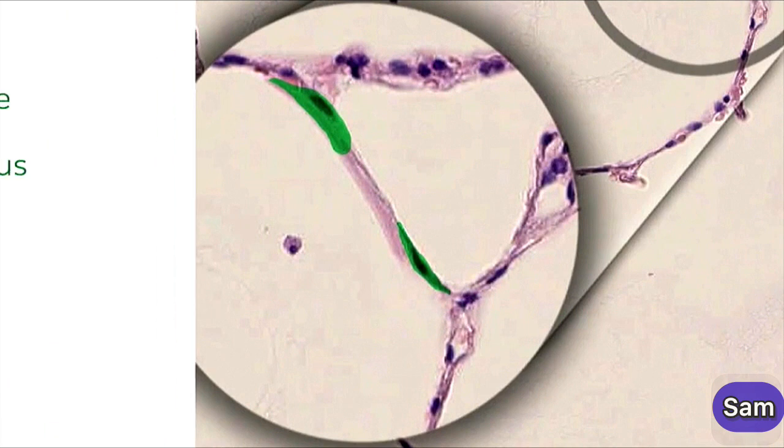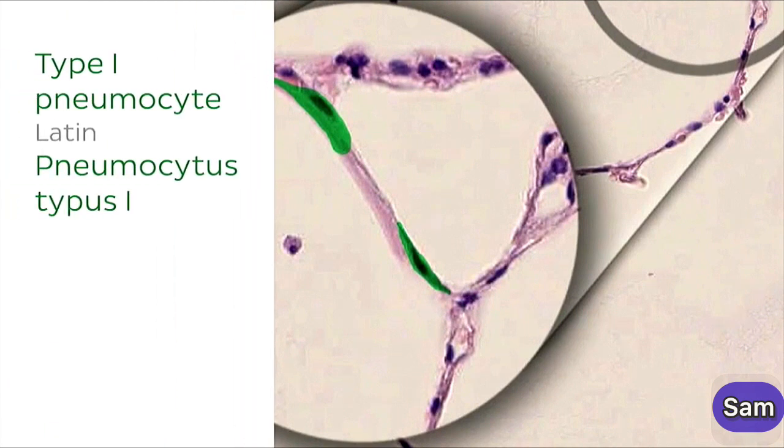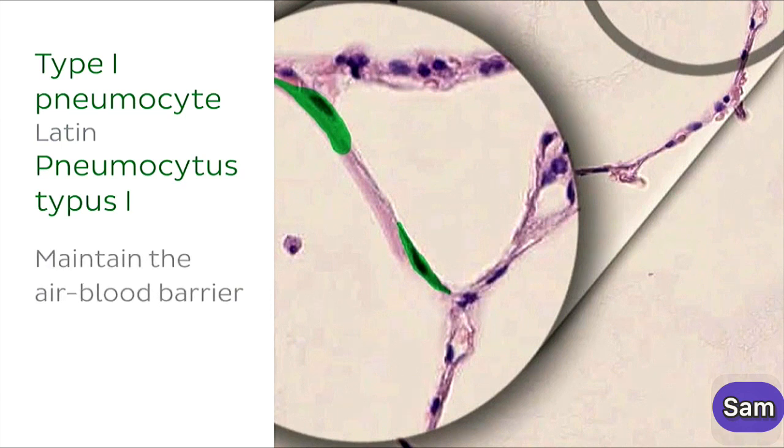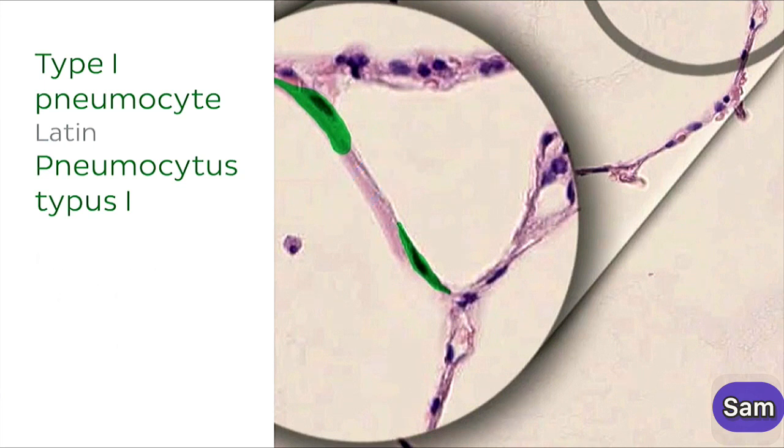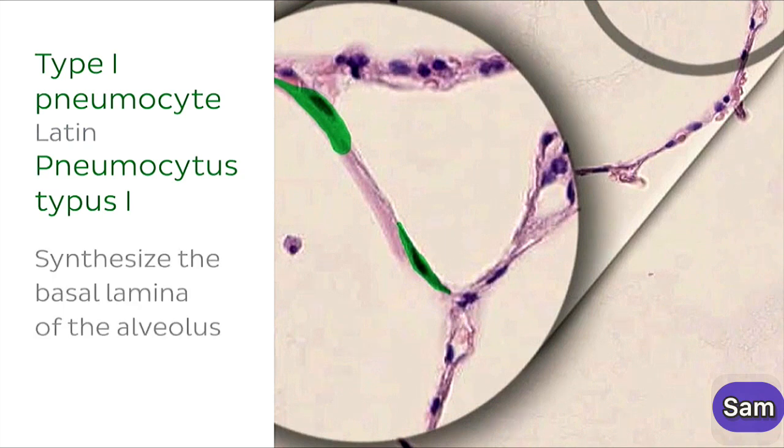So type 1 pneumocytes are the thin cells of the walls of alveoli we previously discussed, and their main function is to maintain the air-blood barrier and to allow for gas exchange. And their thin shape enables gas to easily diffuse to underlying blood vessels, but in addition to their structural support and diffusion properties, these cells also help synthesize the basal lamina of the alveolus.